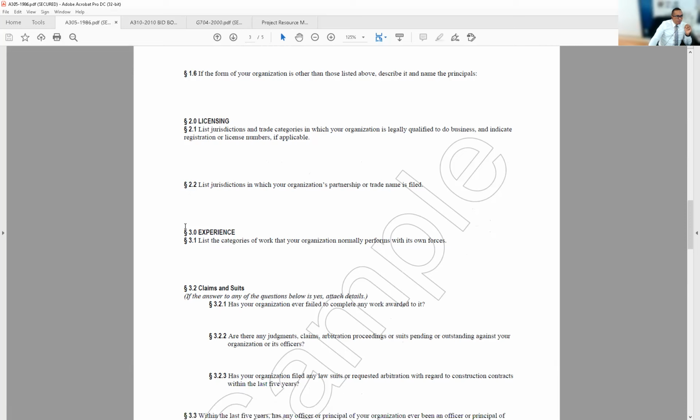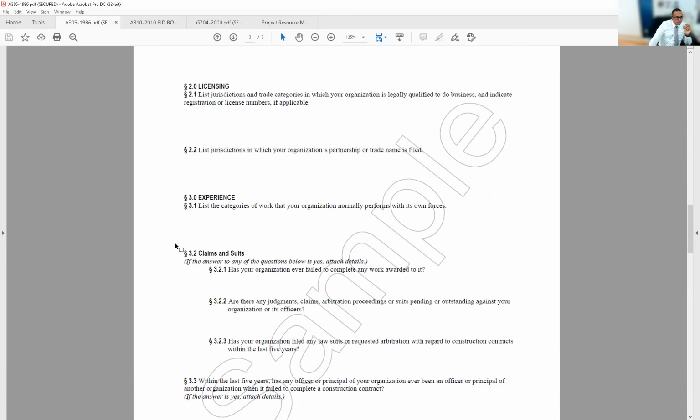Sorry about that. 3.0 Experience. List the categories of work that your organization normally performs with its own forces. These are the things that you do with your own people, not subcontractors.